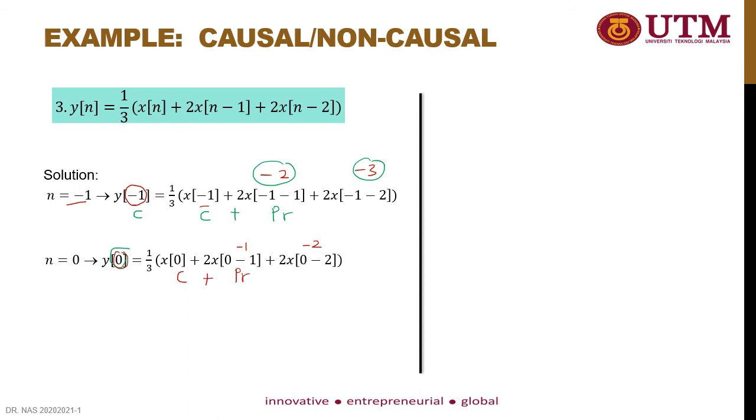So look at the third one. When n positive values, in this case n equal to 1, so the current state is 1. Here you get 0, and here you get -1. So obviously here is current state plus previous state. So in this case there are no future values, so your system is causal.